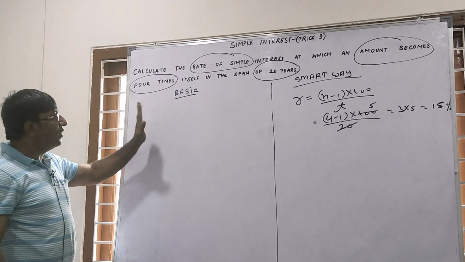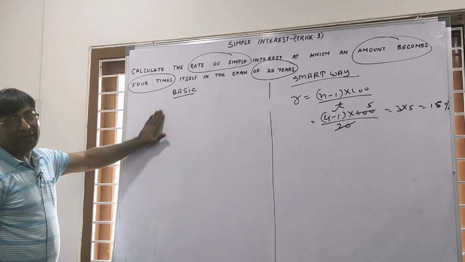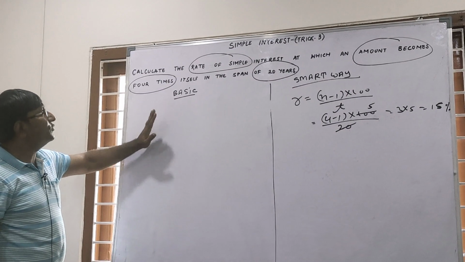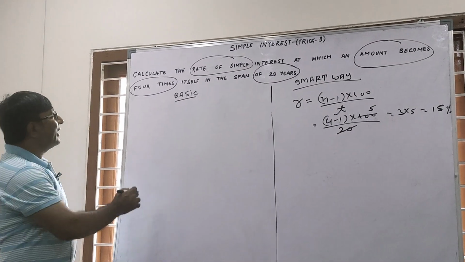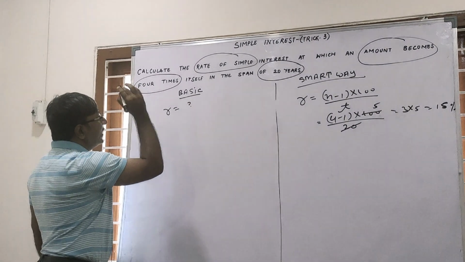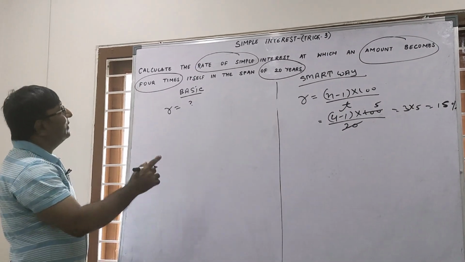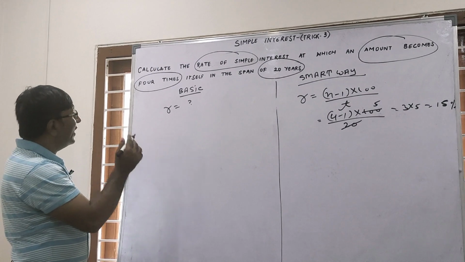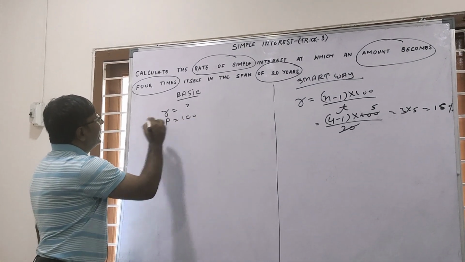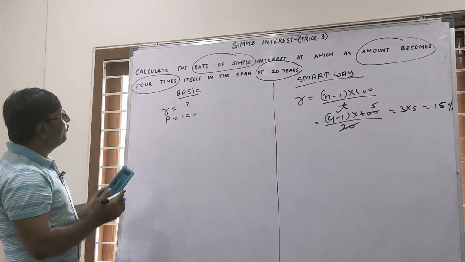But if you solve this question by the basic method, it will take a lot of time. So how do we solve this question by the basic method? Here we have to calculate the rate of interest, which is not given. We have to find it. The principal is not known, but we assume, suppose P is 100. Now the amount becomes 4 times.